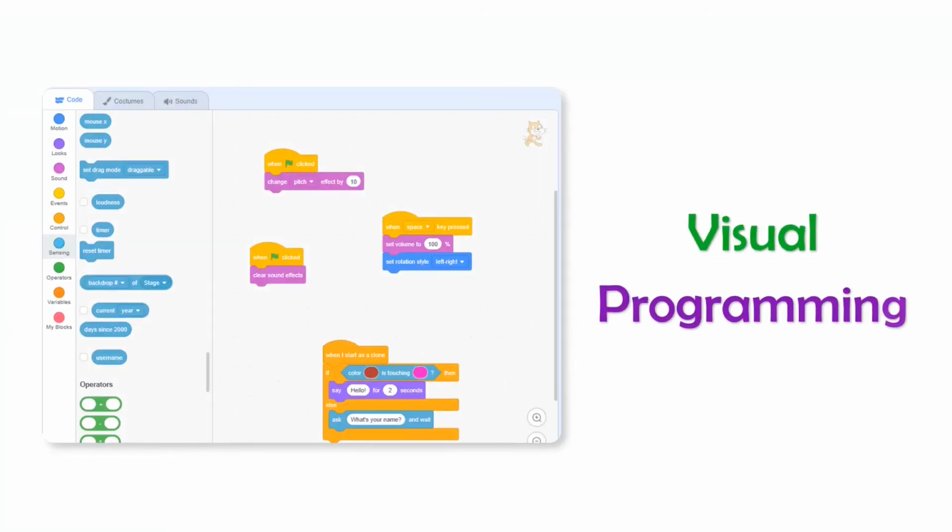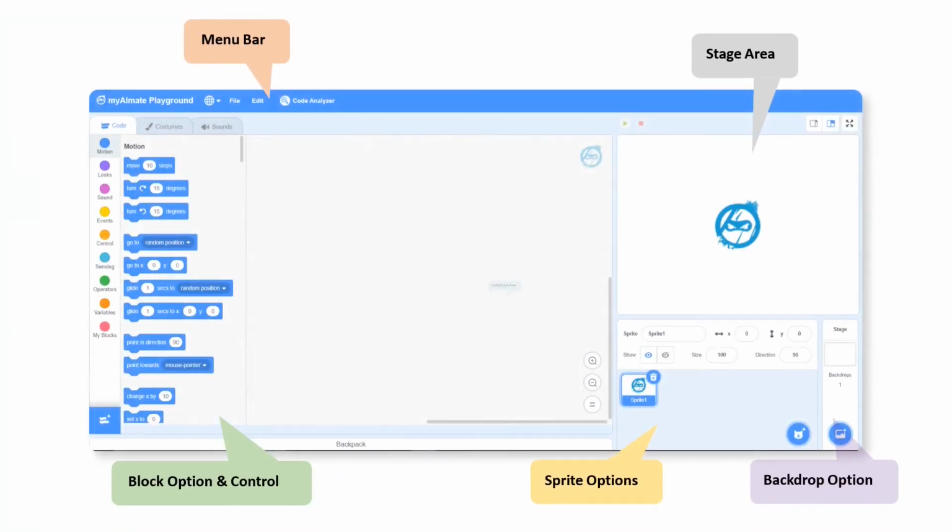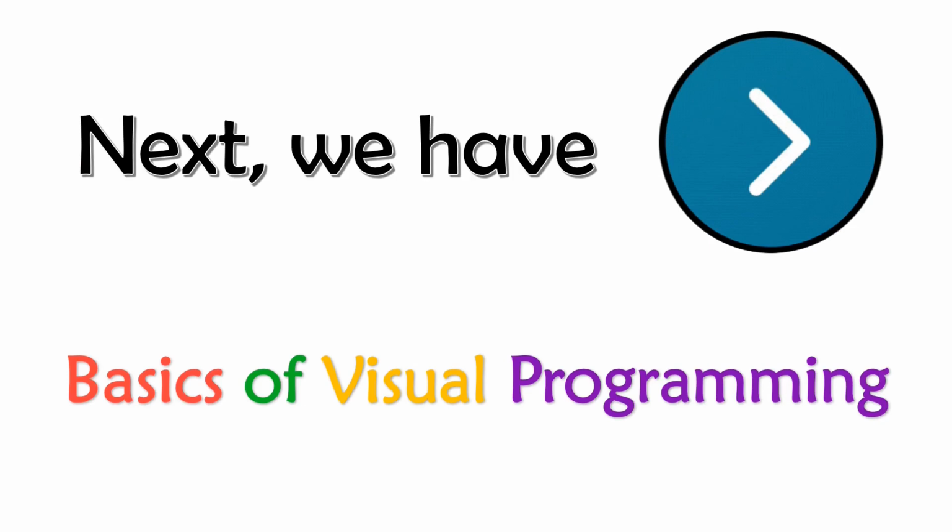Well, Manish took care of that very nicely. In this lesson, we have learned what visual programming is, and we have seen a working demonstration of myAImate playground. Hope to see you in the next lesson where we learn about the basics of visual programming. Thank you very much.